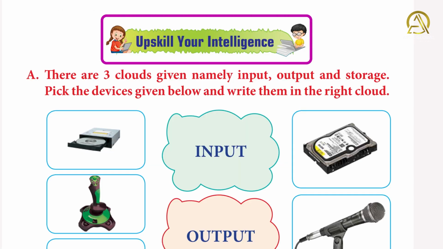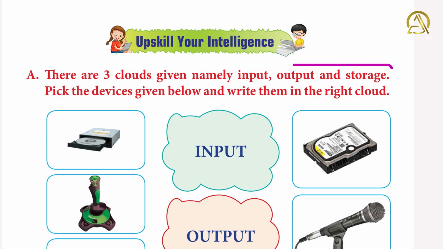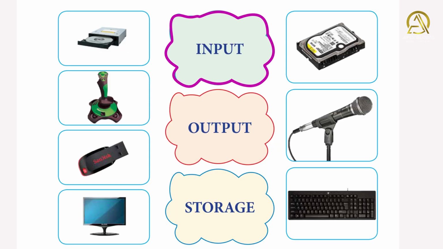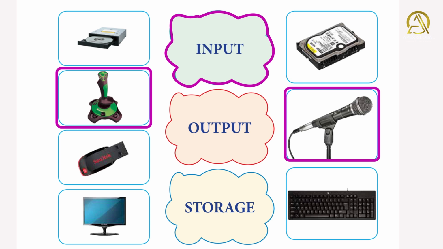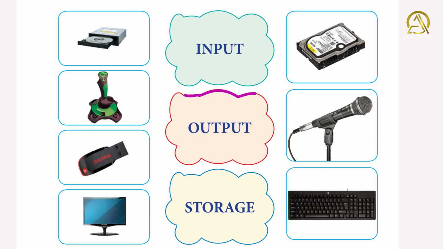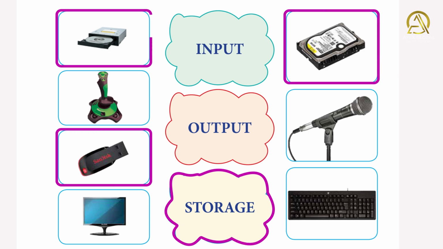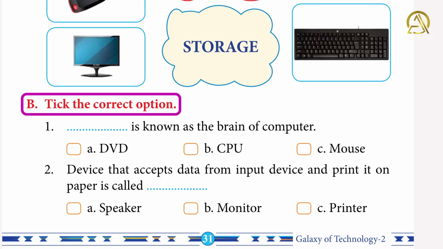Upskill your intelligence. There are 3 clouds given, namely input, output and storage. Pick the devices given below and write them in the right cloud. Input: joystick, microphone, keyboard. Output: monitor. Storage: hard disk, pen drive, DVD. B. Tick the correct option.